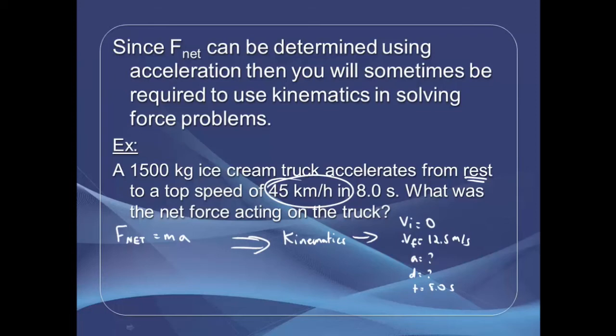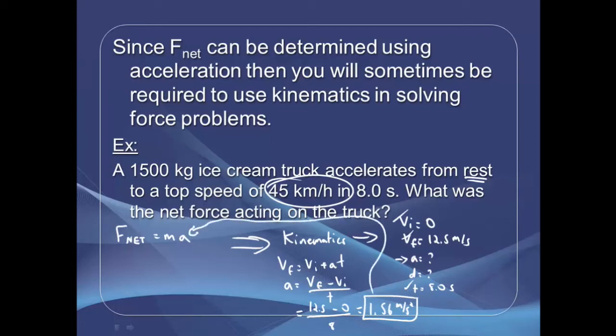So at that point, we have VF, we have VI, we don't have A, but we have T. Well, that sounds like VF equals VI plus AT. Solving for A, VF minus VI over T. Put in the values. We have 12.5 subtract 0 divided by 8 seconds, and that's going to give you an acceleration of 1.56 meters per second squared. So there's your acceleration.